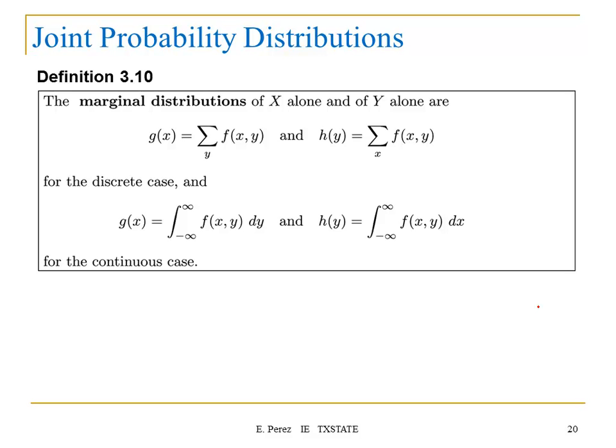Okay? When you look at the continuous case, then instead of the summation, you need to use integration. So you're going to integrate with respect to y if you're going to get the marginal distribution for x, and you're going to integrate with respect to x if you want to get the marginal distribution in terms of y. Any questions up to this point? Okay, good.